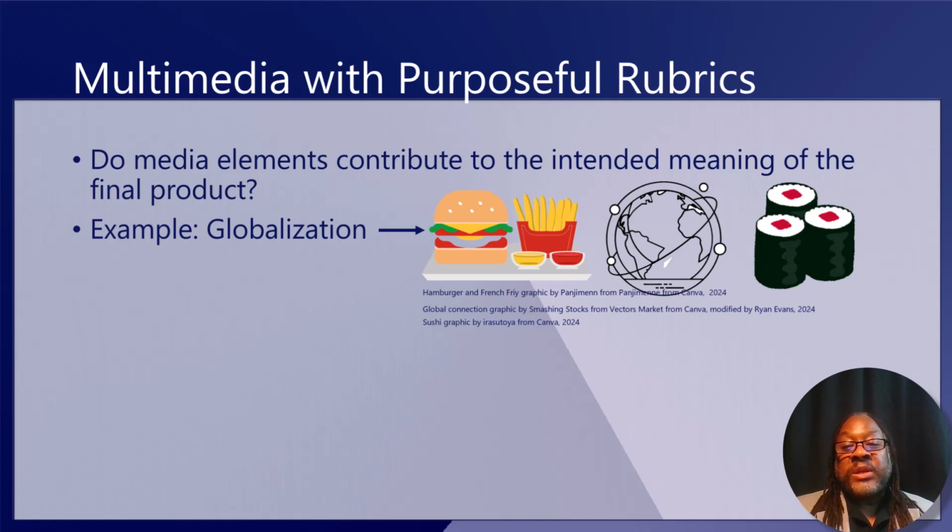Effective multimedia rubrics assess how well media elements contribute to the intended meaning of the final product. For example, a student creating a video on globalization might use a visual juxtaposing a sushi restaurant with a McDonald's to represent cultural food diversity in the United States. This choice aligns with Clark and Mayer's guidance that meaningful images enhance comprehension, unlike purely decorative visuals which fail to support the text message. Rubrics should emphasize purposeful media selection to ensure alignment with learning objectives.